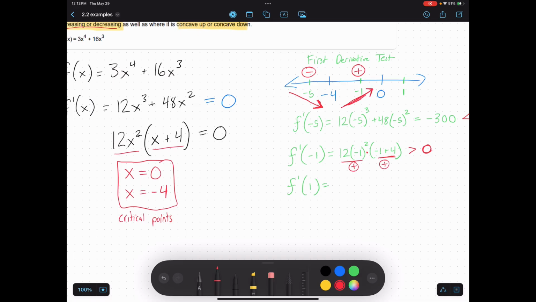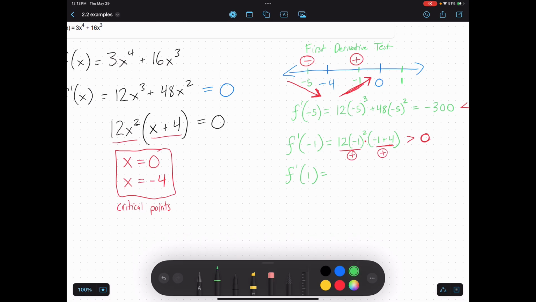Last interval, everything after 0. Let me do something similar where I'm just going to plug 1 into my factored form. What do I notice about each term? This term's positive and this term's positive, meaning I have another interval where the derivative is positive.